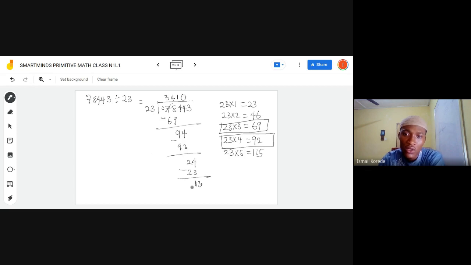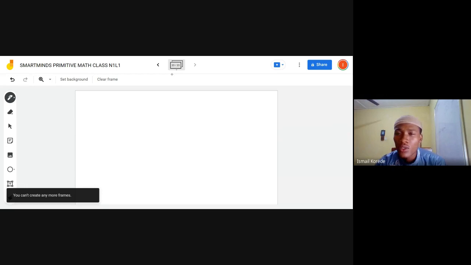So 0 times 23 is going to be 0. So when we subtract, we know we have our remainder to be 13. So when you divide this by this, your answer is going to be 3410 remainder 13. I want to believe you understood this clearly.